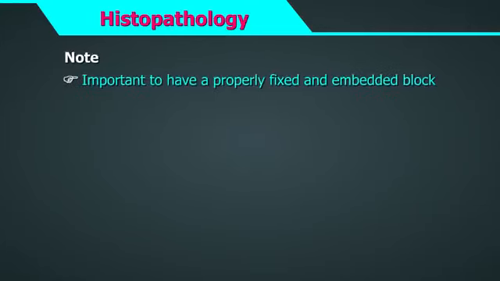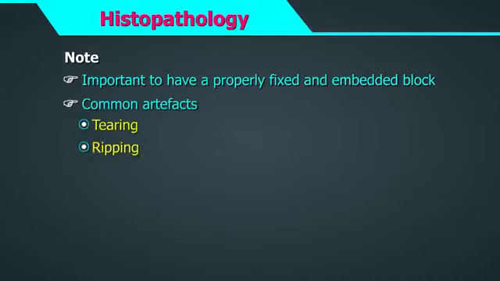Note: It is important to have a properly fixed and embedded block, or artifacts can be introduced in the sectioning. Common artifacts include tearing, ripping, Venetian blinds, holes, folding, etc.